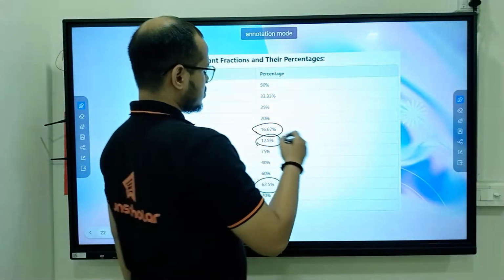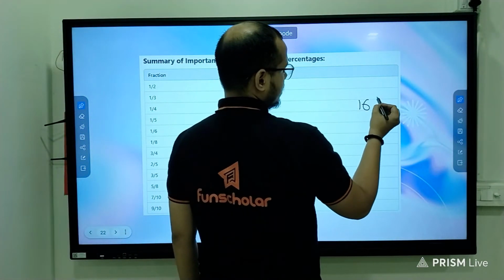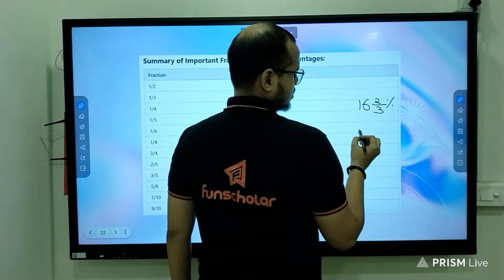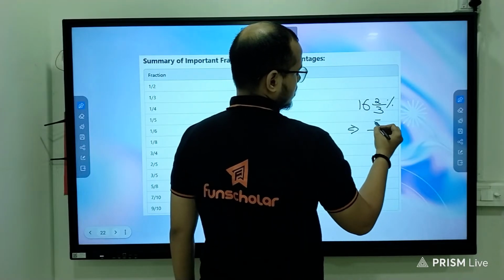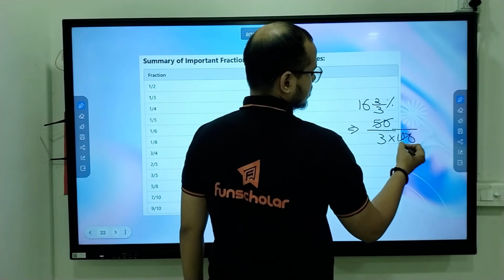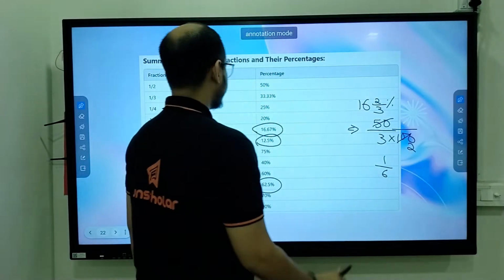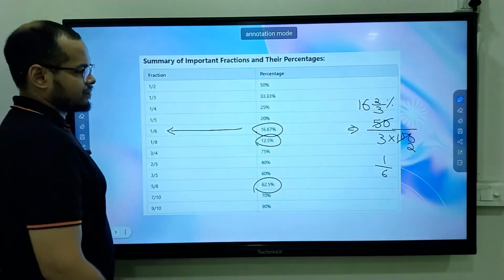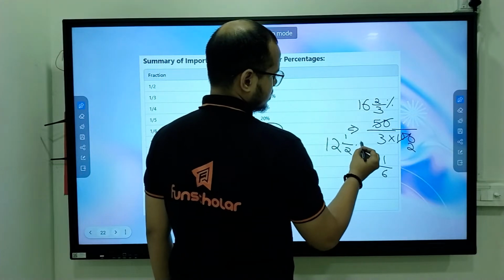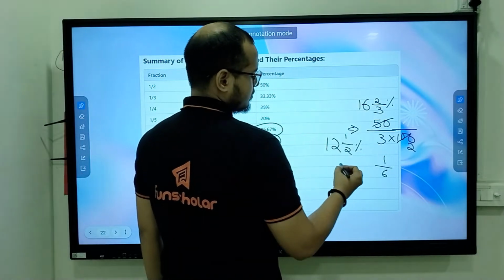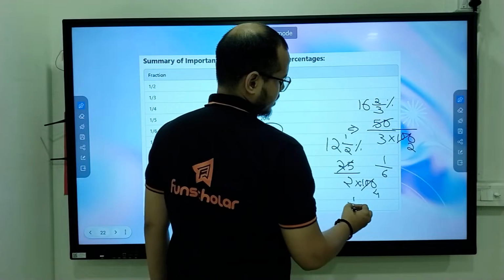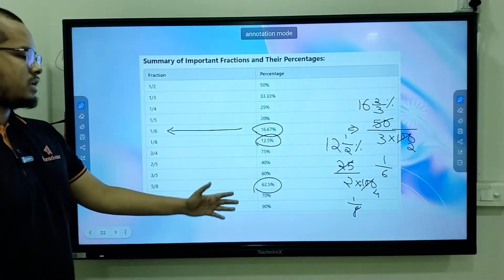So 16.67% is actually nothing but 50/3 percent. When the percentage sign goes away, it is divided by 100, so 50/3 divided by 100 gives 1/6, which is exactly what is written here. Similarly, 12.5 is 12 1/2 percent, so 25/2 divided by 100 gives 1/8. This is how we find this.